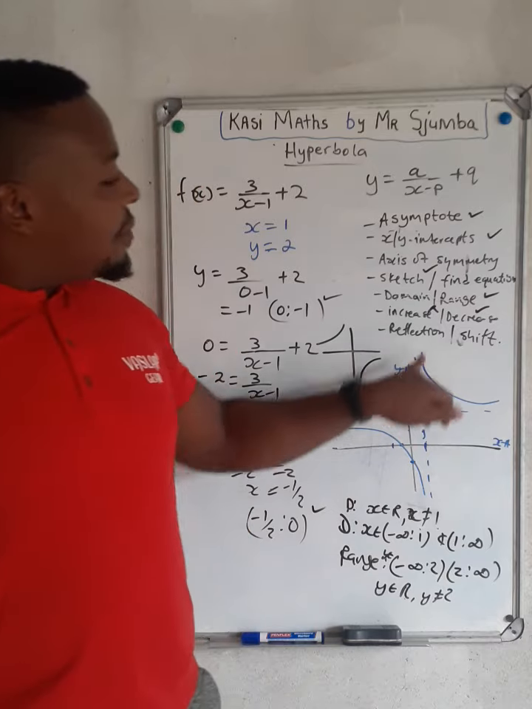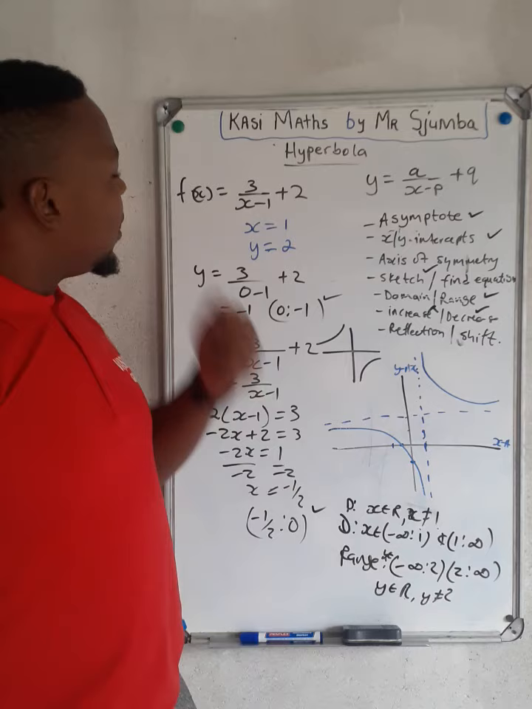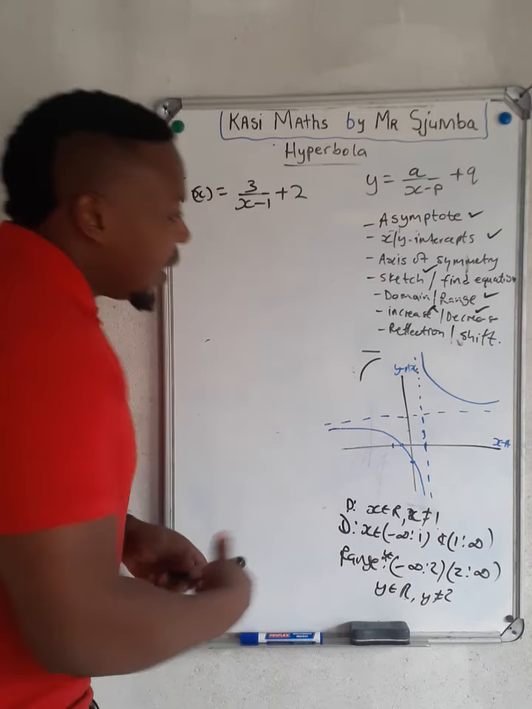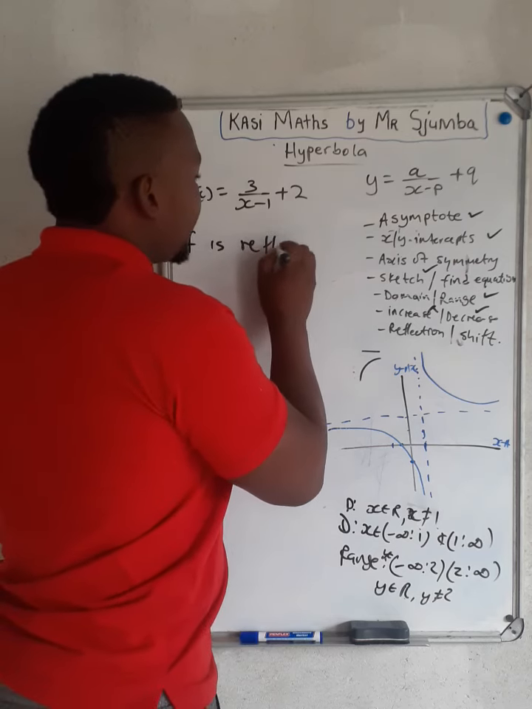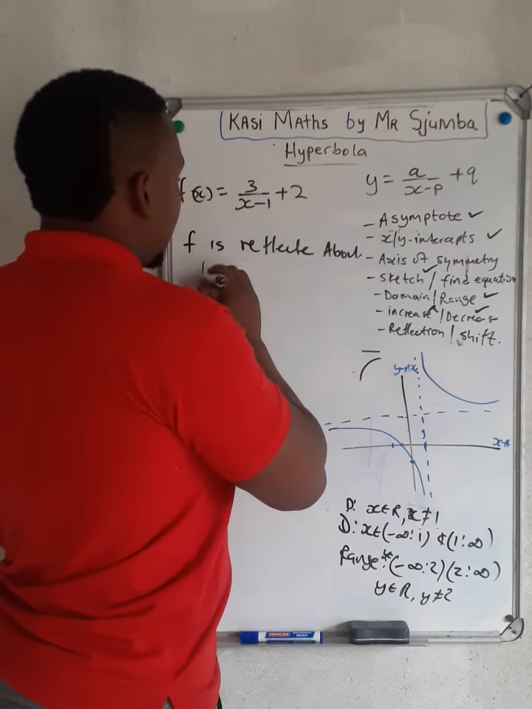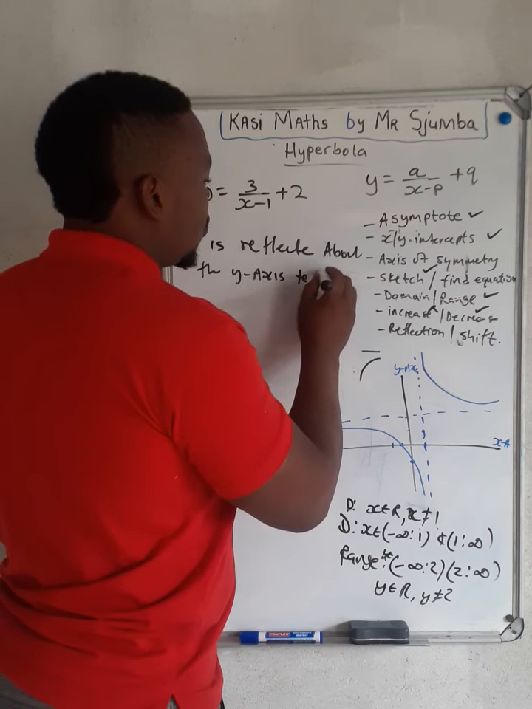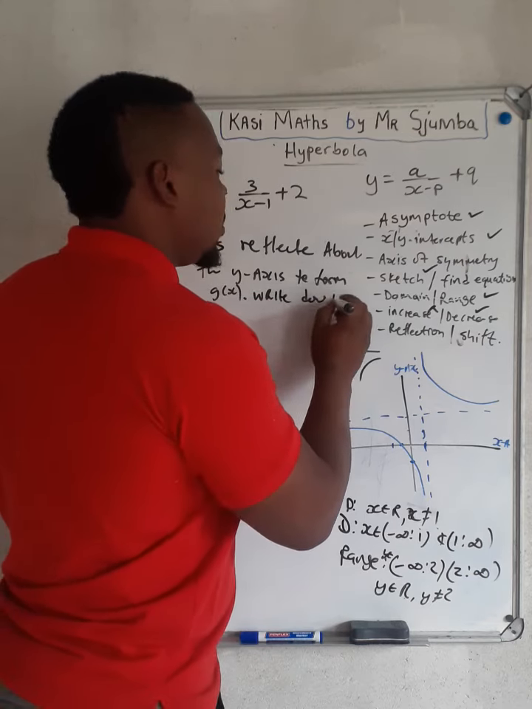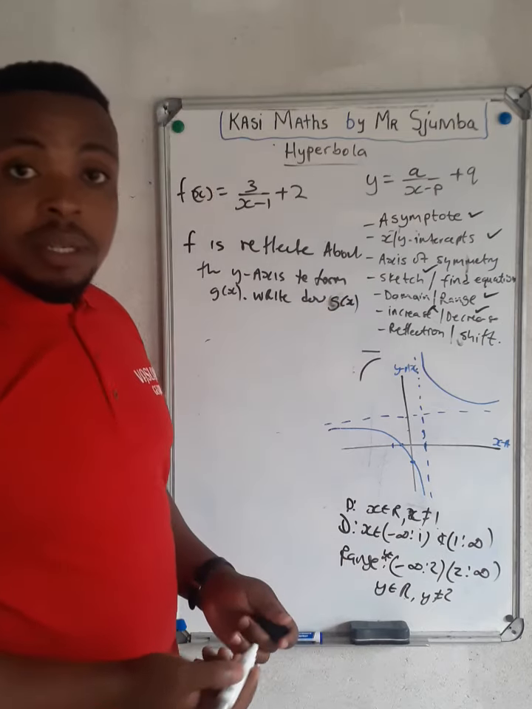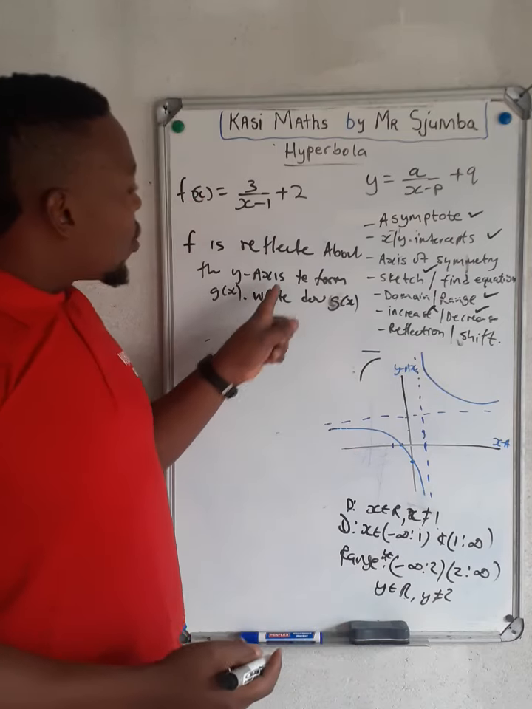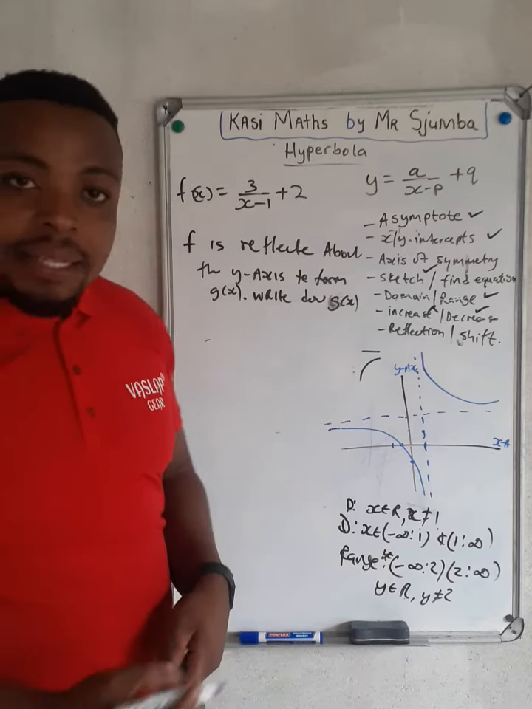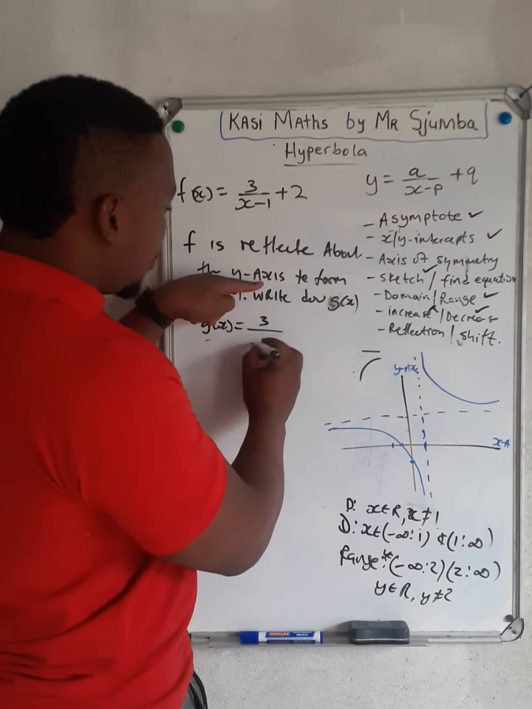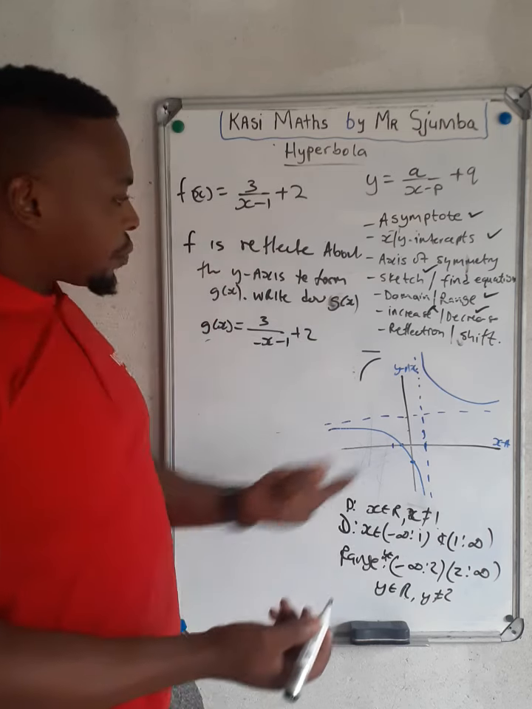Right. So now we have a reflection and we have a shift. Let's say that f is reflected about the y-axis to form g of x. Write down the equation of g. If it's reflected about the y-axis, we change the sign of x. So the new graph of g will be 3 over minus x minus 1, plus 2. So that is a reflection.